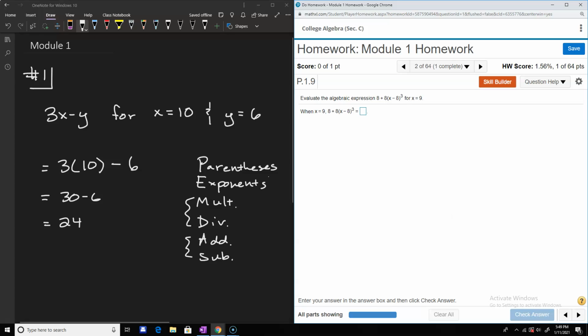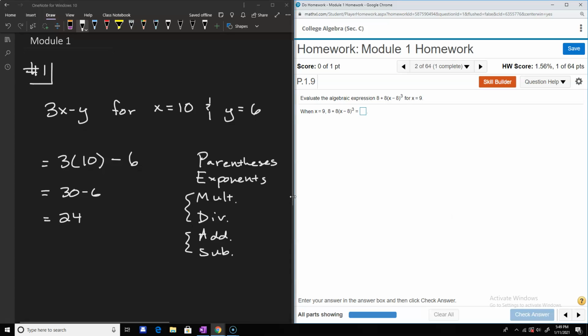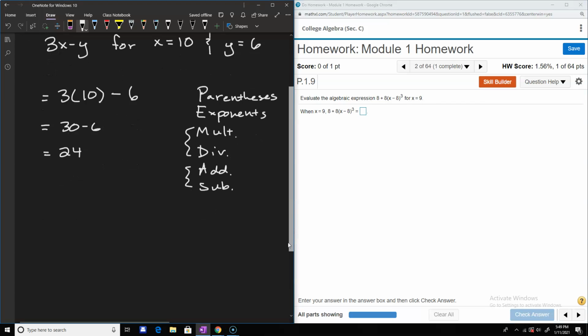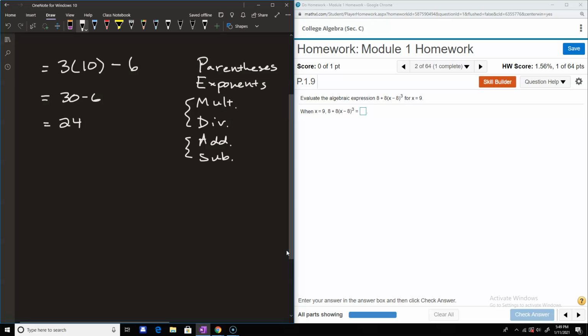So again, we've got another order of operations type of problem. For number 2, we've got some exponents in, and they want us to plug in x equals 9. So for number 2 here, we have 8 plus 8 times the quantity x minus 8 to the 3rd power for x equals 9. So we're just going to plug in 9 where the x is. So we have 9 minus 8 inside the parentheses.